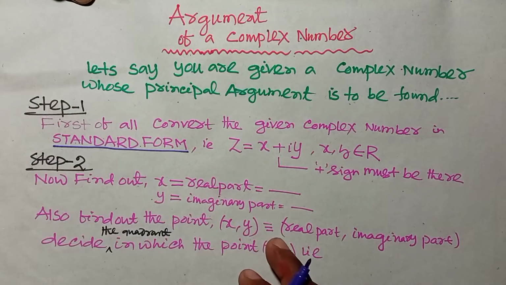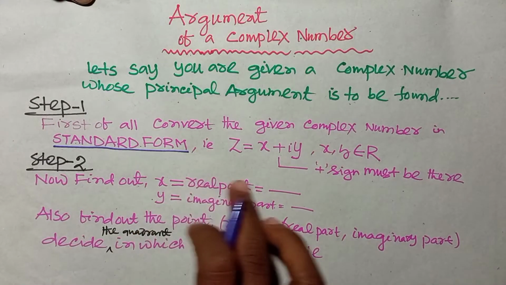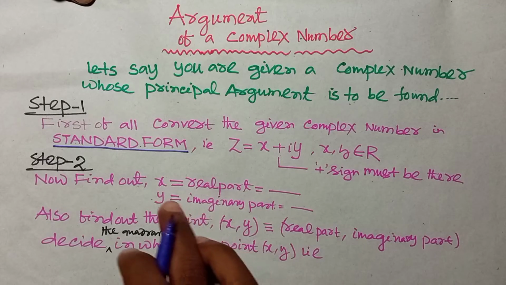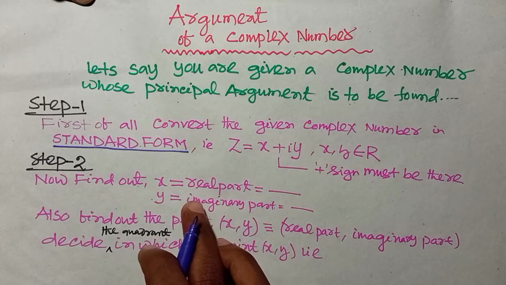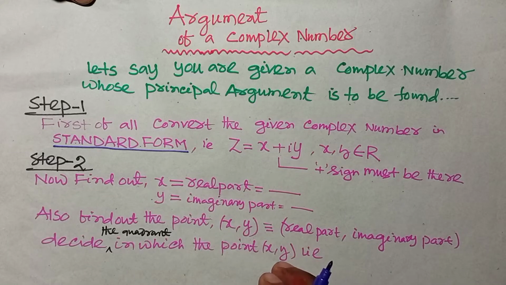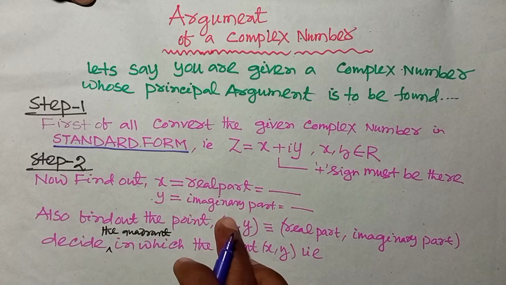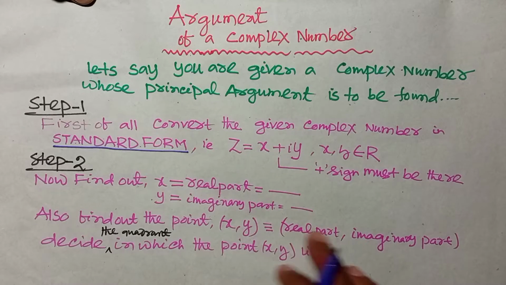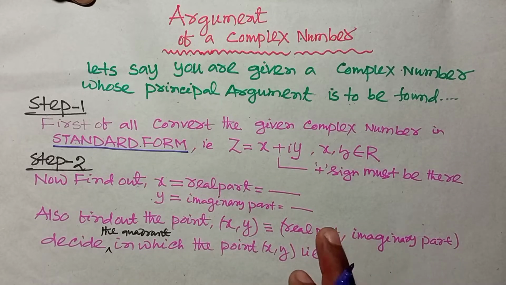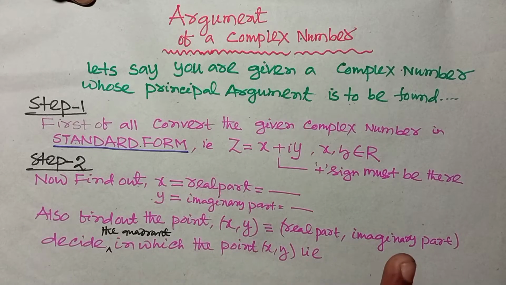In step number 2 you have to find out the value of x, that means the real part of the complex number, and also the value of y, which is nothing but the imaginary part of the complex number. Now also find out the point x, y, which is the point corresponding to the real part and imaginary part. Now you have to decide the quadrant in which the point x, y lies.